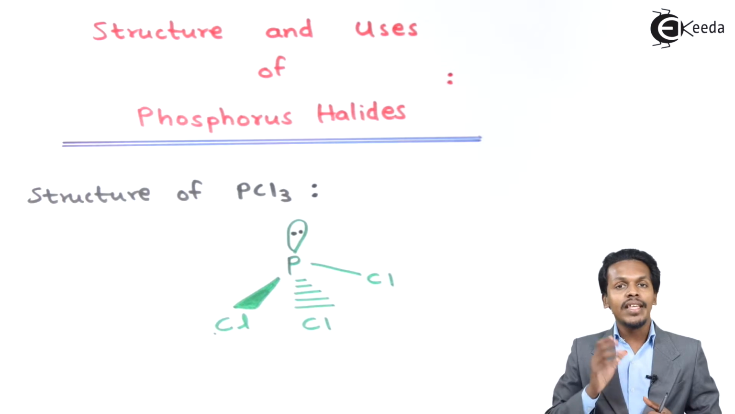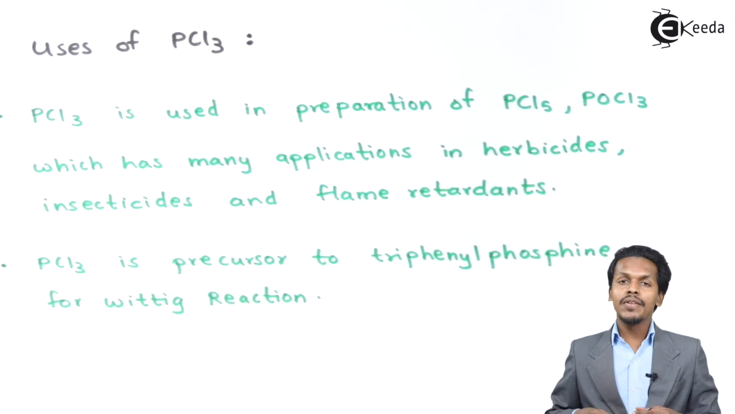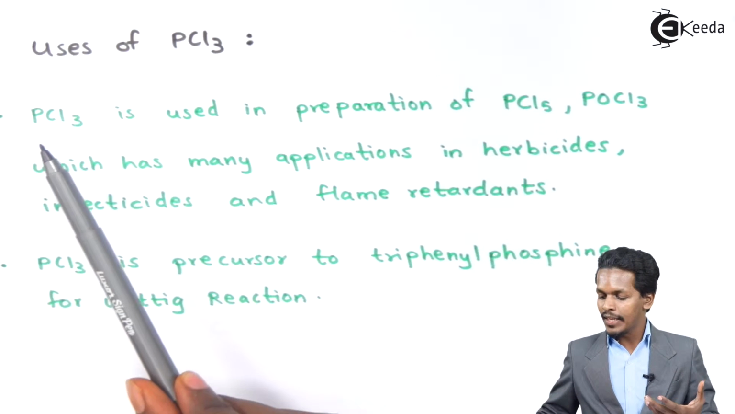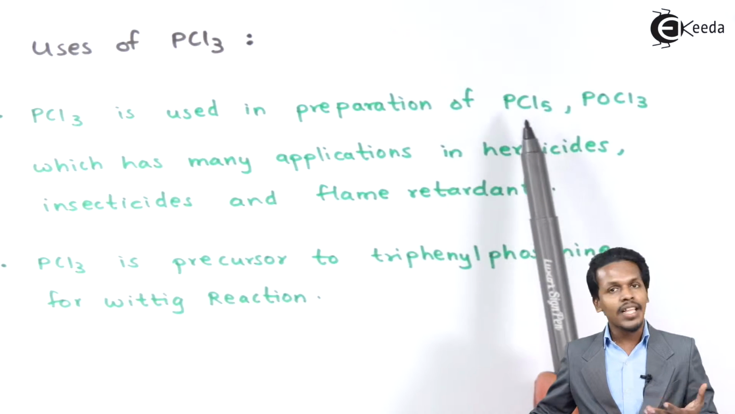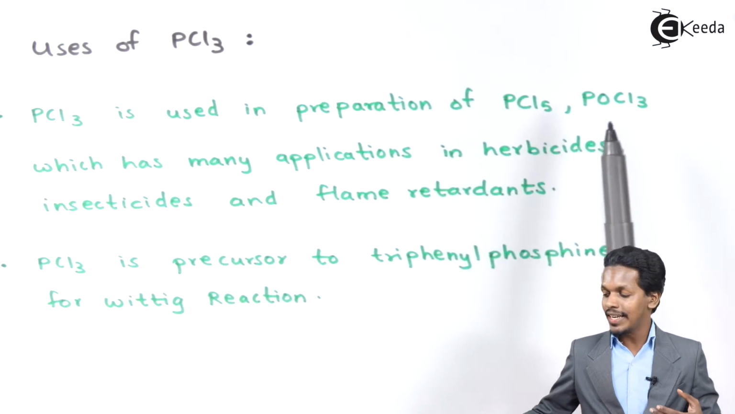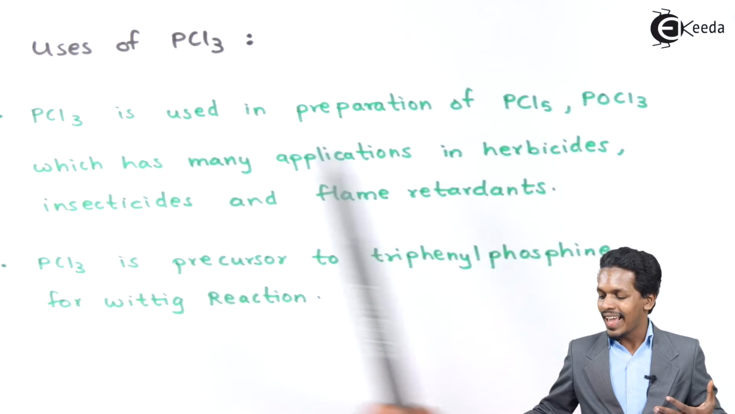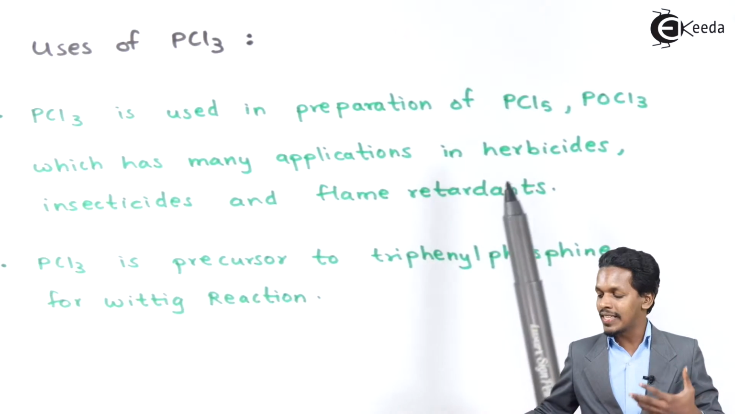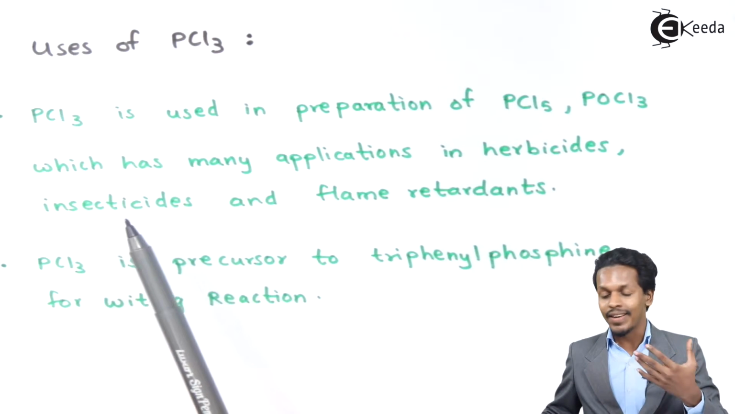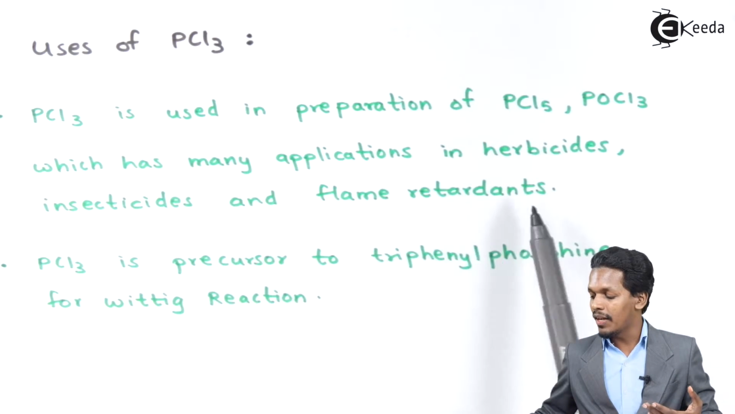Now let me talk about the uses of PCl3. PCl3 is used in the preparation of PCl5, which we have discussed in our previous lecture. It is also used in the preparation of POCl3, and these all have many applications in the formation of herbicides or insecticides, and it is also used as a flame retardant.